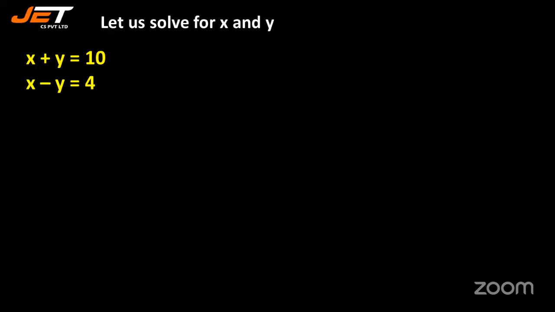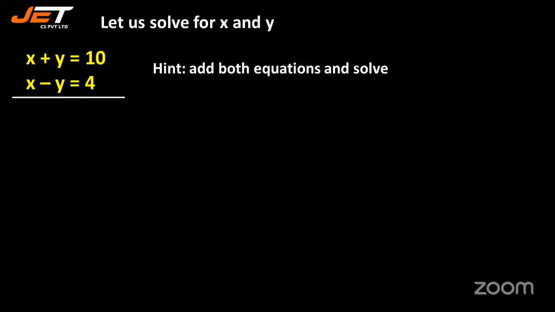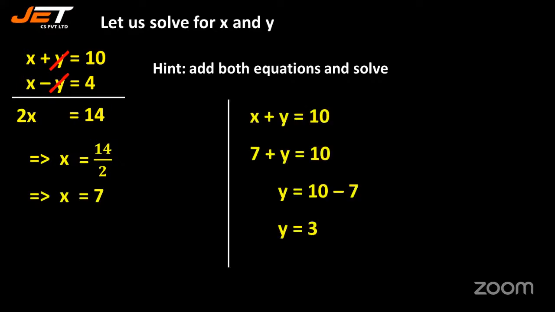We have x plus y is equal to 10. Then we have x minus y is equal to 4. So here we need to solve this and get the values of x and y. The best way is you can add both the equations. When you add both the equations, we get 2x, y gets cancelled because plus y minus y is cancelled, is equal to 10 plus 4 is 14, which gives x is equal to 14 by 2, which is 7.